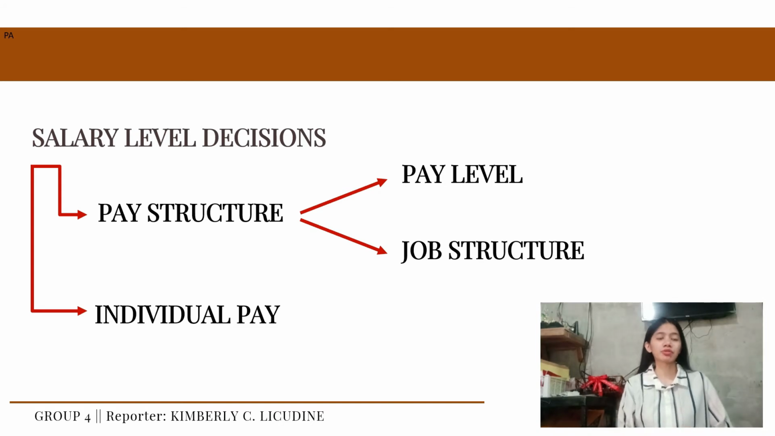Pay level is defined here as the average pay including wages, salaries, and bonuses of jobs in an organization. Job structure refers to the relative pay of jobs in an organization. Consider the same two jobs in two different organizations. Both pay level and job structure are characteristics of organizations and reflect decisions about jobs rather than about individual employees.